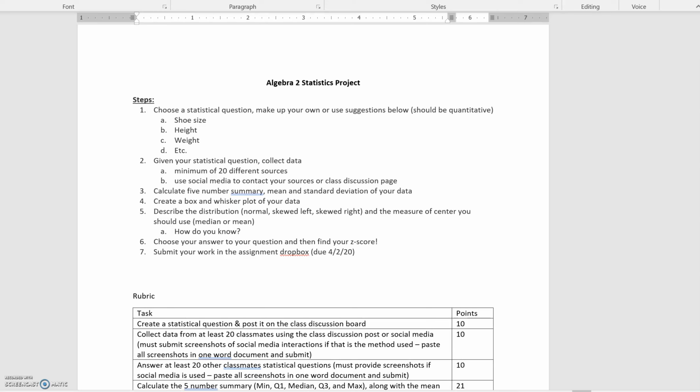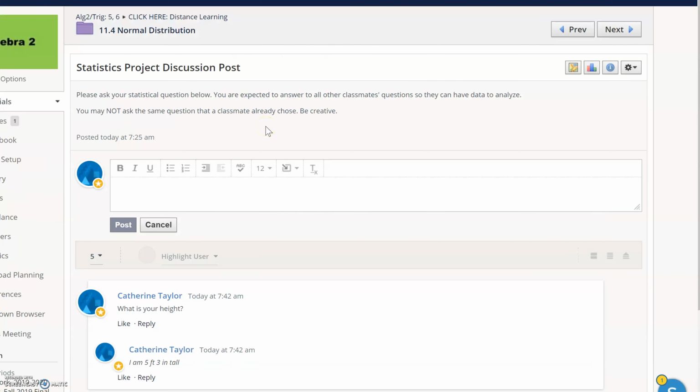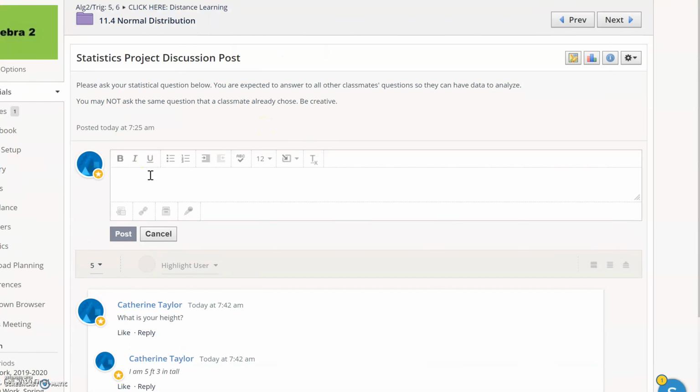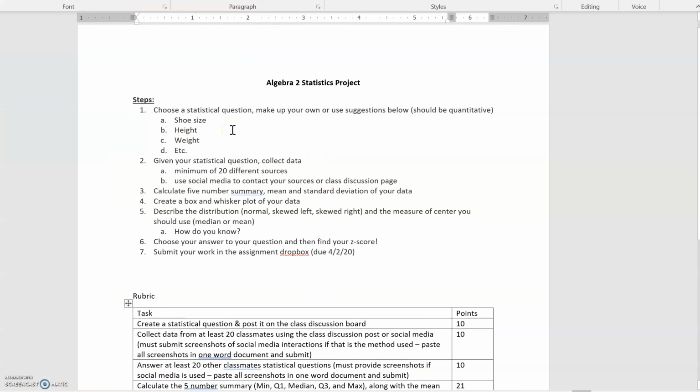Now, one thing you need to make sure is that you are not duplicating a question that another classmate has already asked. So on your class Schoology page, I have created a discussion post where you're going to be posting your statistical question to your classmates. That way, one, we all know everybody's questions, so nobody's repeating a question. And two, people can post their answers to your questions so you can collect some data. So the first step is to create a statistical question and post it on the class discussion board. That is worth 10 points, as you see on our rubric below.